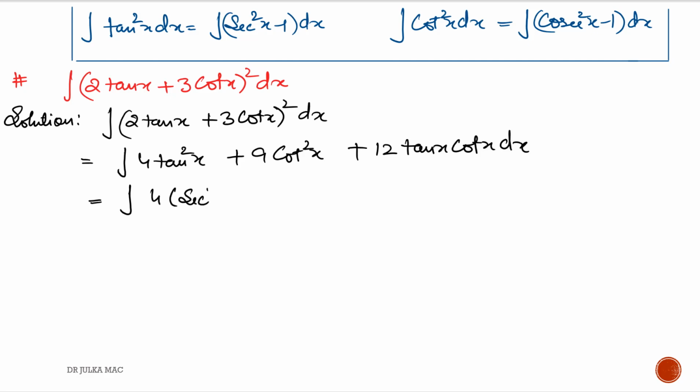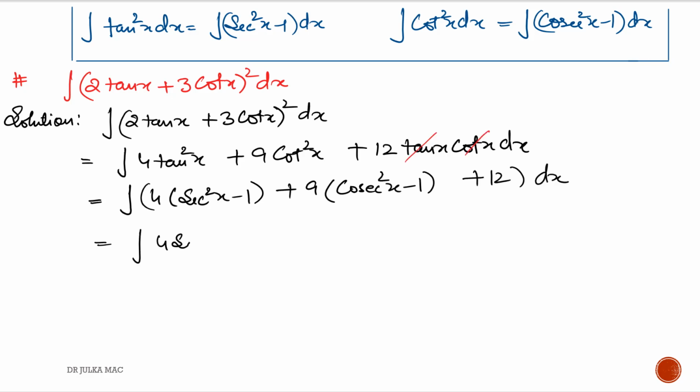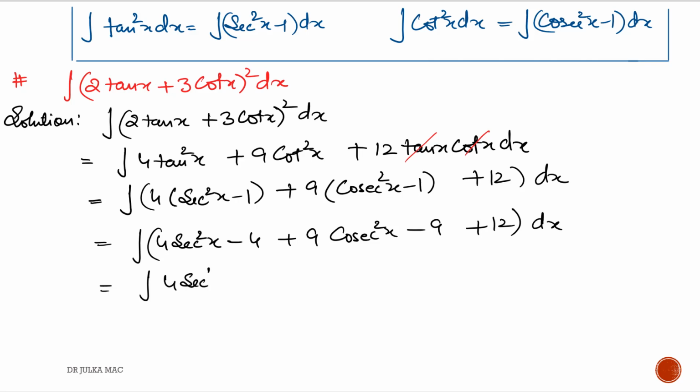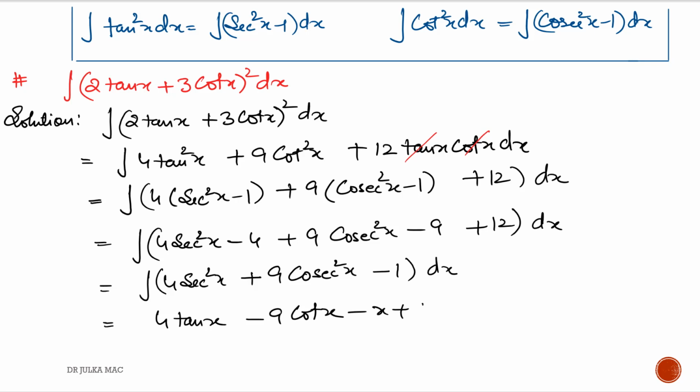Now tan square x is replaced by sec square x minus 1, cot square x replaced by cosecant square x minus 1, and after simplification we will get 4 sec square x minus 4 plus 9 cosecant square x minus 9 plus 12, and it equals 4 sec square x plus 9 cosecant square x minus 1. Integration of sec square x is tan x, integration of cosecant square x is minus cot x, and the integration of 1 is x. So the answer is 4 tan x minus 9 cot x minus x plus c.